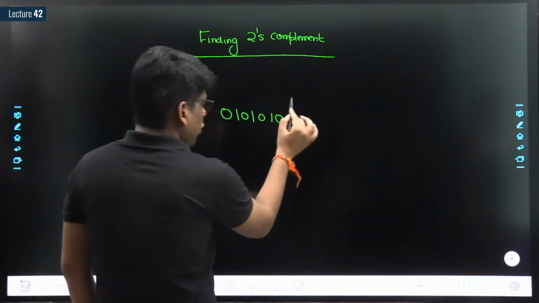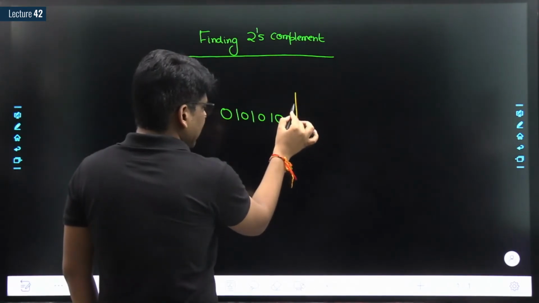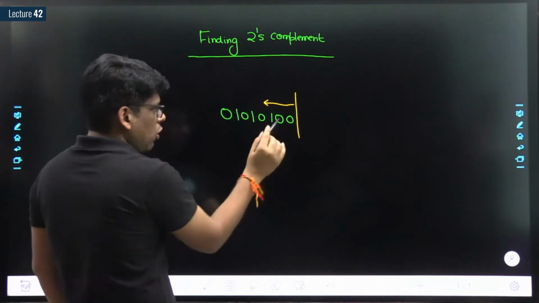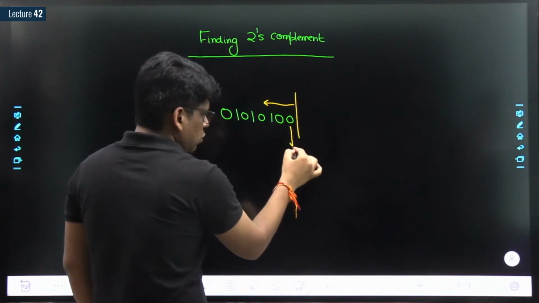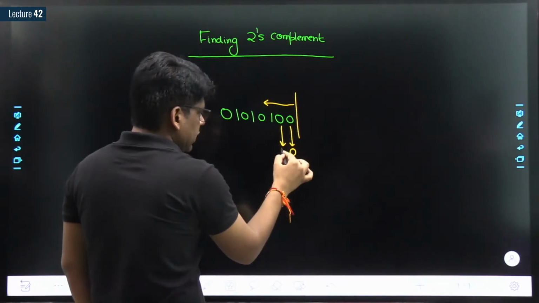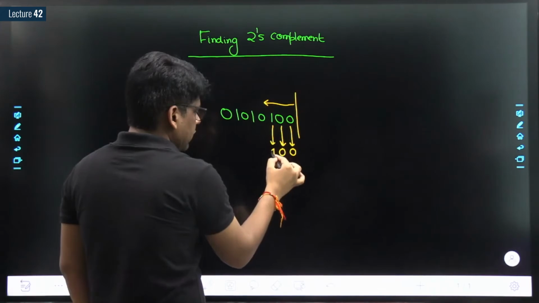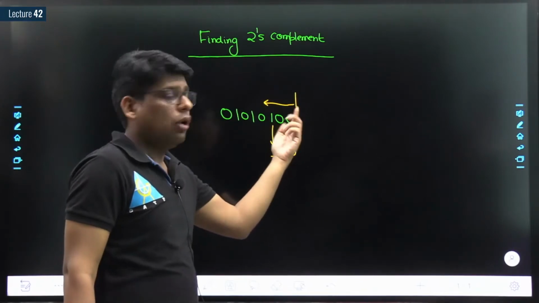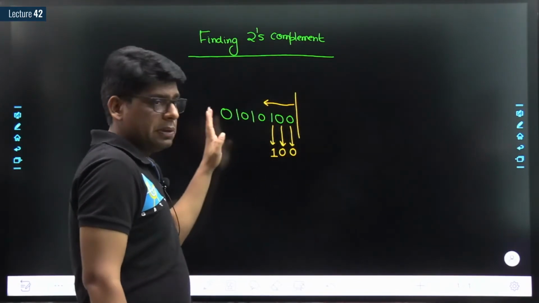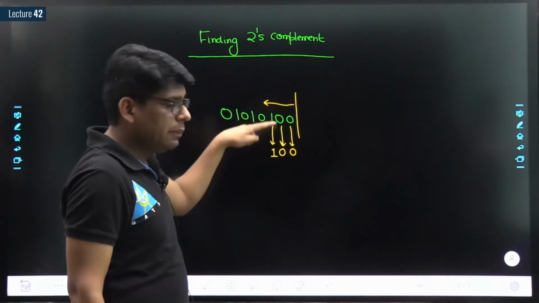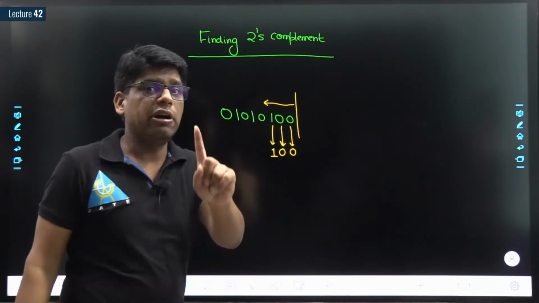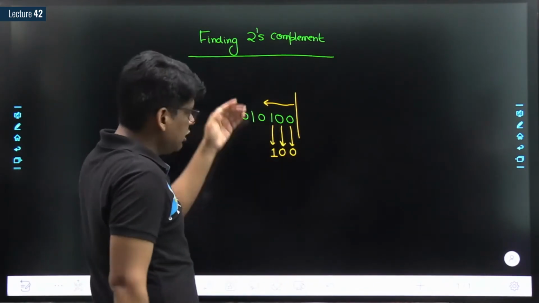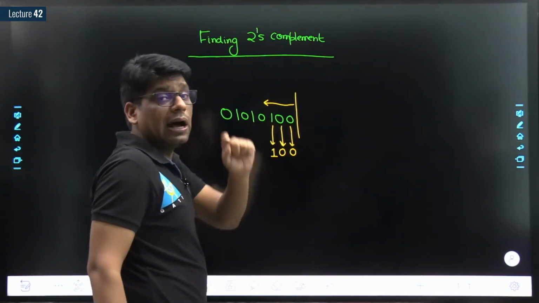See, from LSB, that is from right hand side, move and just copy all the bits. That means if it is a 0, make it 0. If it is a 1, 1. Sir, move from right hand side or LSB to MSB. Just copy the bits until you get the first 1. That means I will stop copying the bits when I encounter a 1.